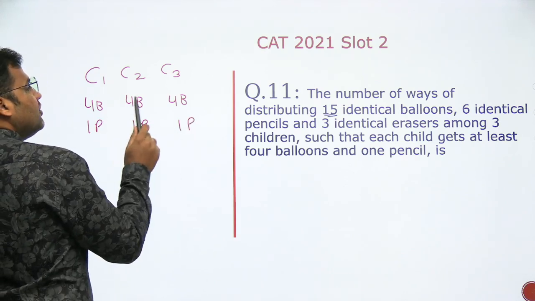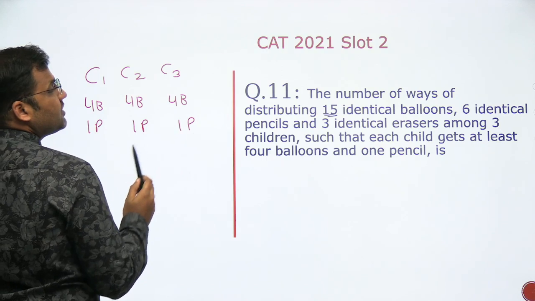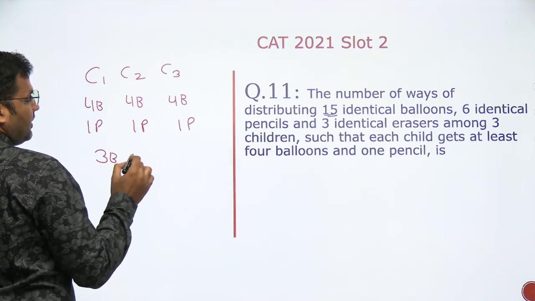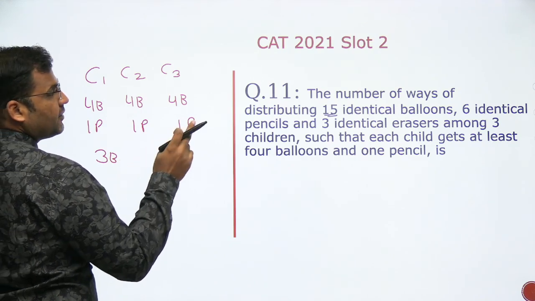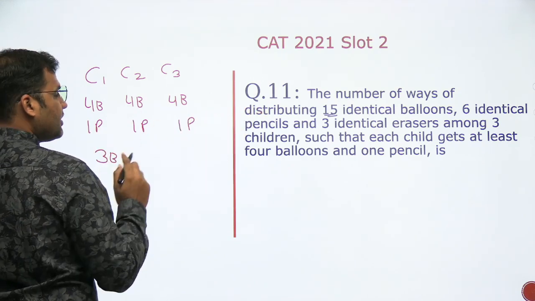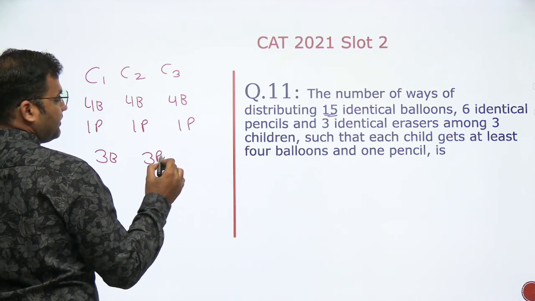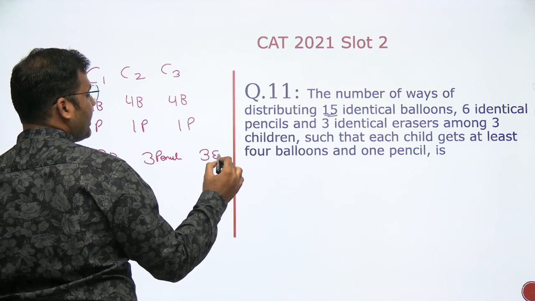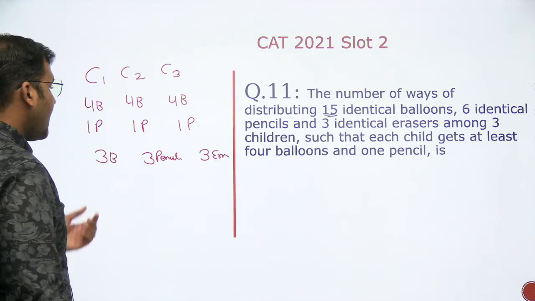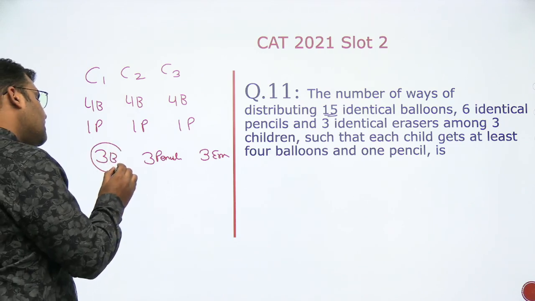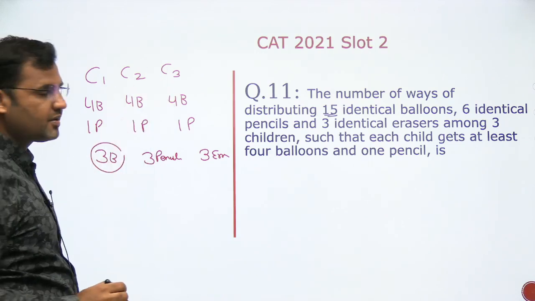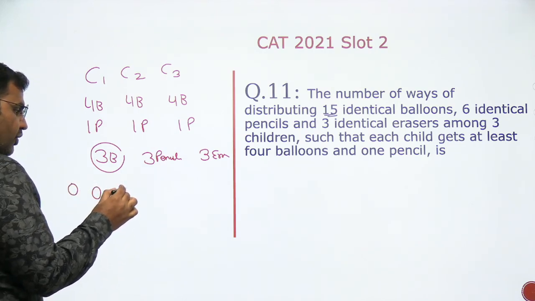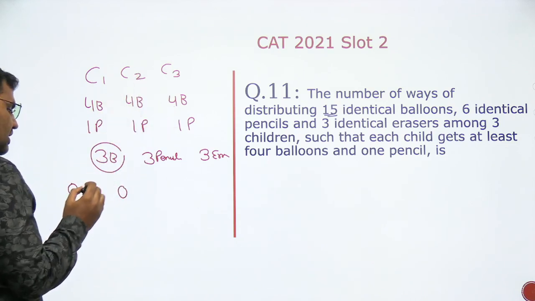So after distributing these 12 balloons and 3 pencils, I will be left with 15 minus 12, that means 3 balloons, right? And out of 6 identical pencils, after distributing 3 pencils, I will be left with 3 more pencils. And we are left with 3 erasers now, right? Okay. So guys, in how many ways can 3 balloons be distributed over 3 children? I have 3 identical balloons and I am supposed to distribute them among 3 children, right?